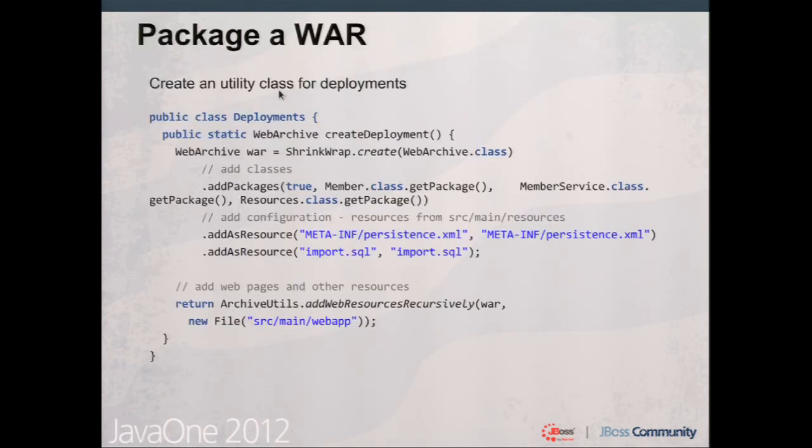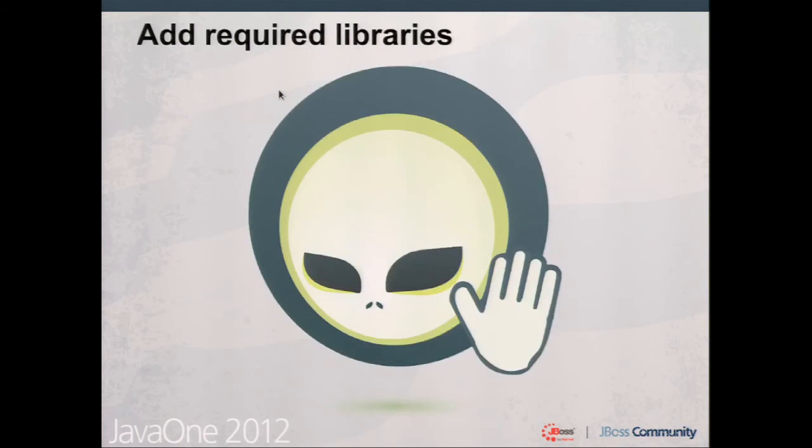So this is the API ShrinkWrap provides for you. As you can see, that's a utility method, a factory method, which is called ShrinkWrap create. I've created a web archive. I'm adding various classes here, like basically my model, domain objects, services, and so on. I'm also including resources like persistence configuration and, as I said, JavaScript, images by the last call, where I'm doing that recursively to make it easier.